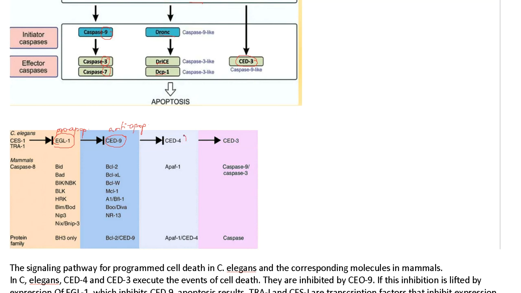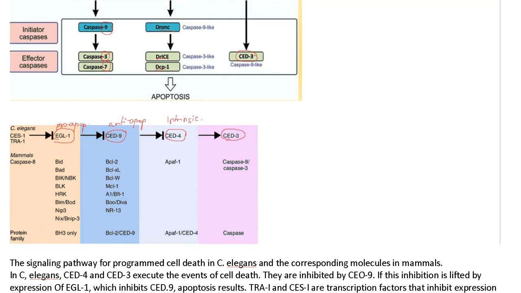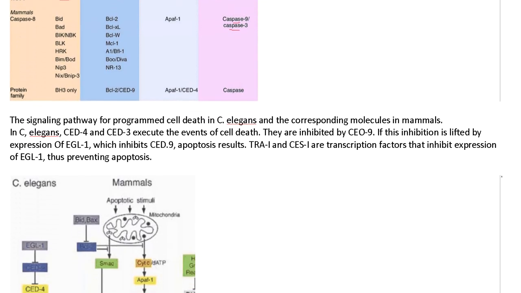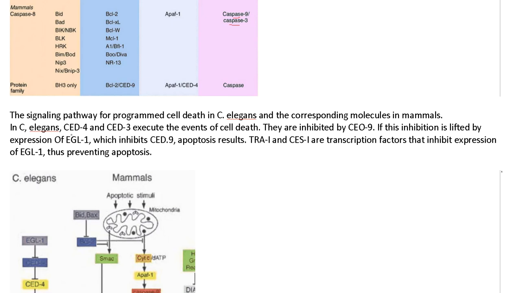CED4 is what? CED4 is similar to what works in the intrinsic pathway. And CED3 is the executioner caspase, like caspase 9 or caspase 3 in mammals, and in C. elegans it's CED3. So in C. elegans, CED4 and CED3 execute the events of cell death.